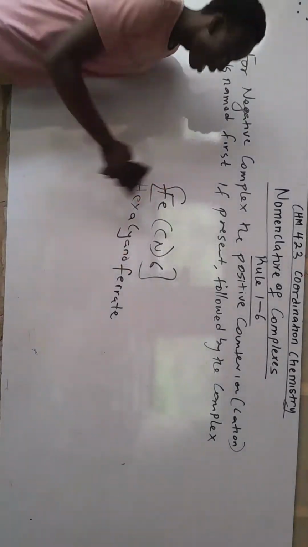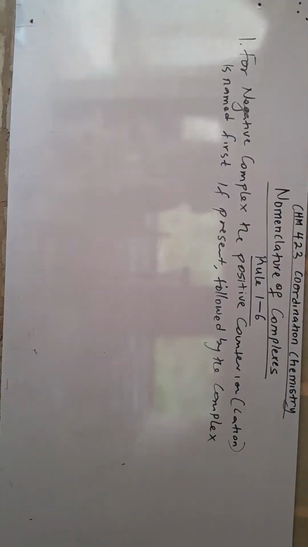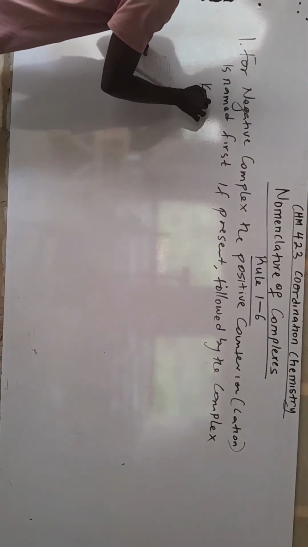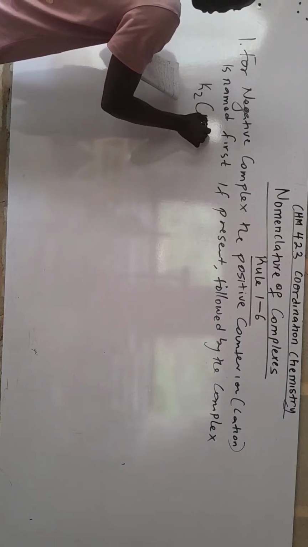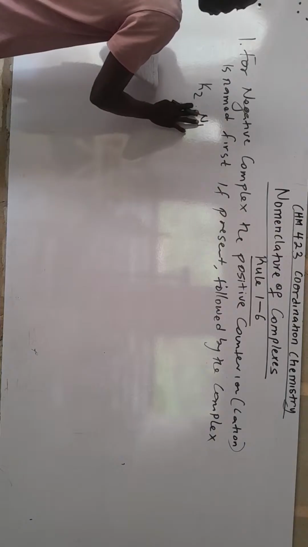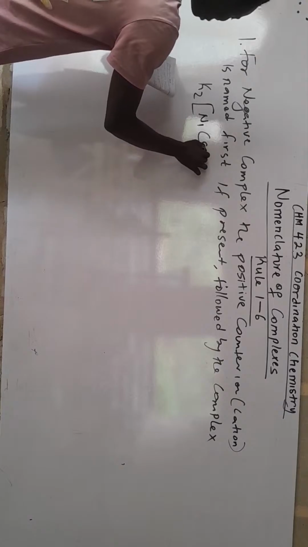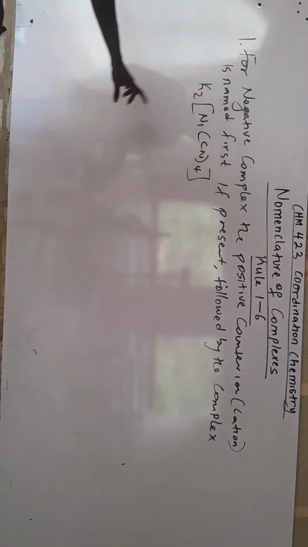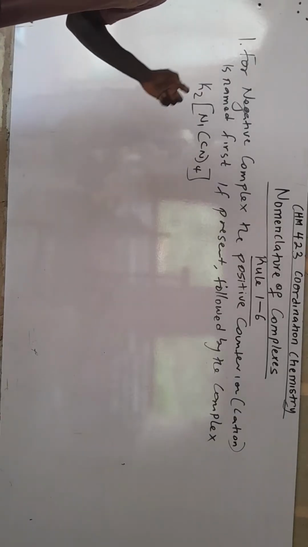Now, for those that I have here as an example, according to the past questions, let us see how most of them are being named. This is how we name most of them. We are going to start with K2, where we have Ni, followed by CN. Now this is it: 1, 2, 3. Three things are present in this place.